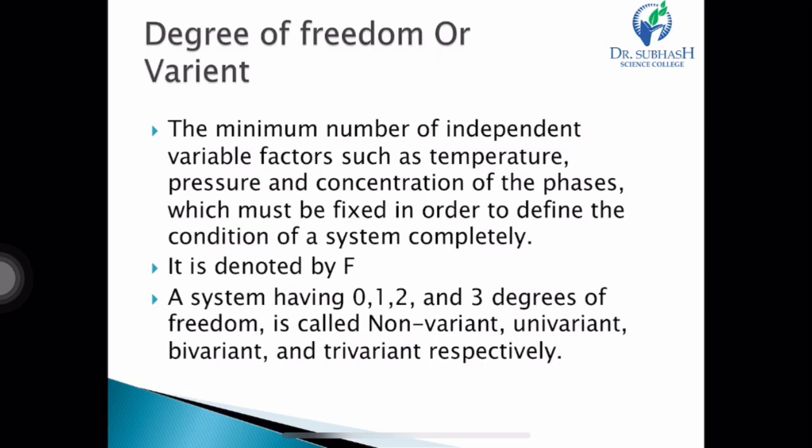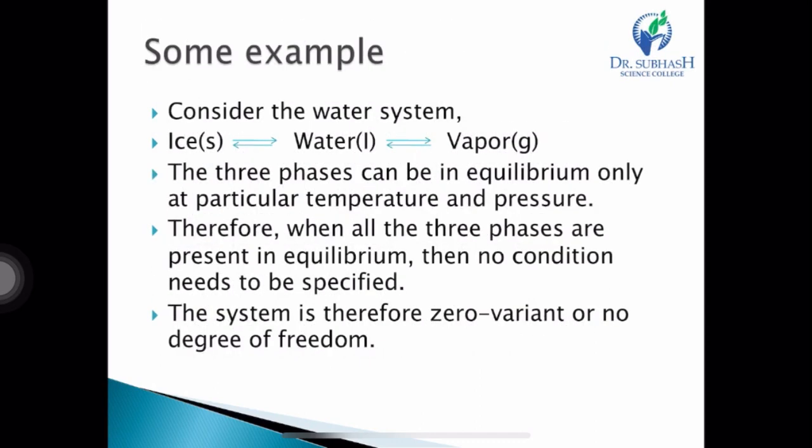A system having 0 degree of freedom is called non-variant. If a system has 0 variables, it is called non-variant. If a system has 1 variable, it is called univariant, or you can say monovariant. If a system has 2 variables, it is called bivariant or divariant. If a system has 3 variables, it is called trivariant respectively, right? So here is some example. Consider the water system.